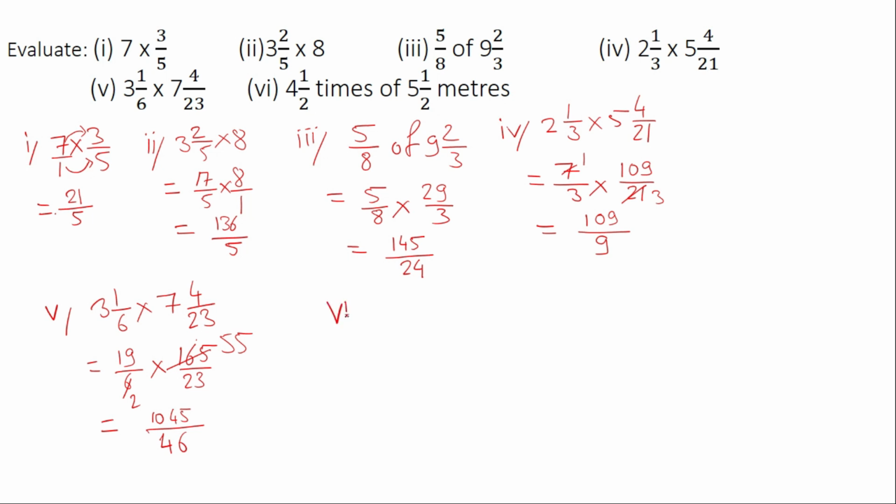Number 6, it is 4 whole 1 by 2 times 5 whole 1 by 2 meters, or you can say 4.5 times 5.5 meters. What we will do? 4 1 by 2 into 5 whole 1 by 2, or we can write 9 by 2 into 11 by 2. Nothing will get cancelled. So we will write 99 by 4. It will be our answer.